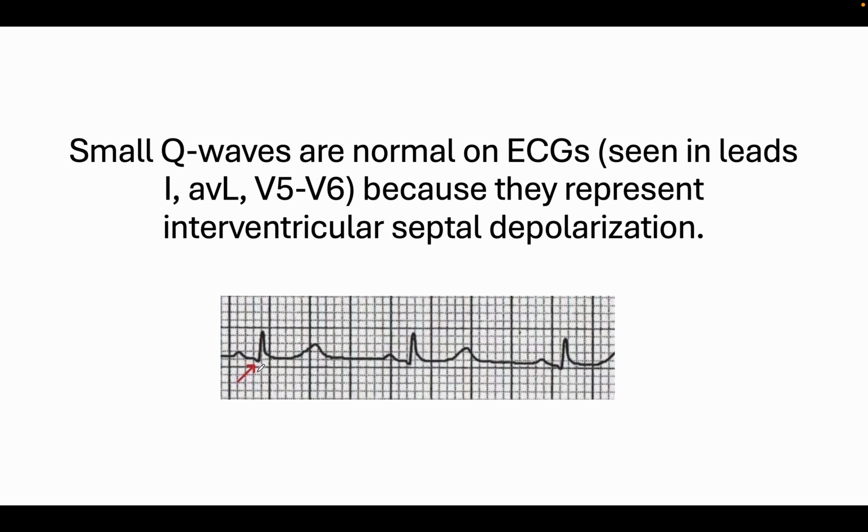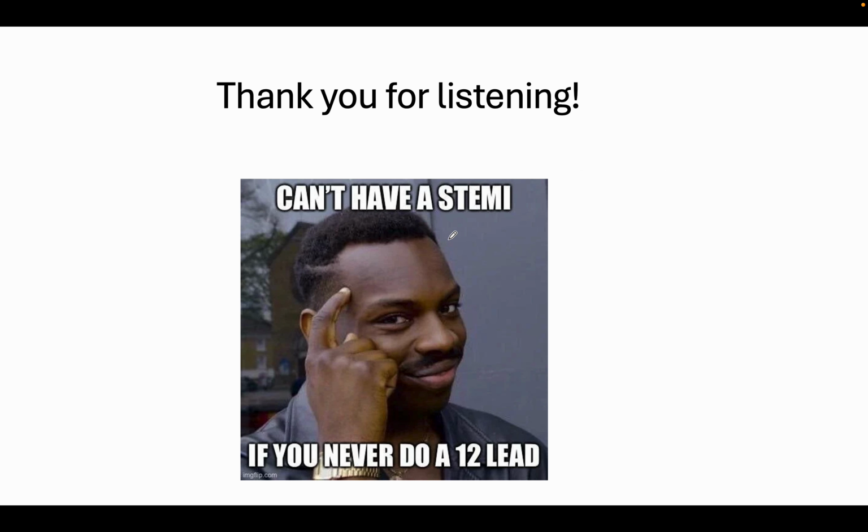Please be aware that if you see baby Q waves in leads I, aVL, or V5, V6, those are perfectly normal. They're benign. They usually represent interventricular septal depolarization. So this might be a finding that's not suggestive of an old infarct. They're normal.